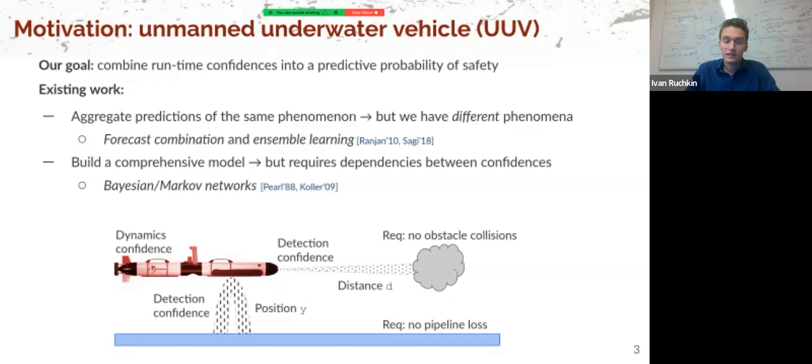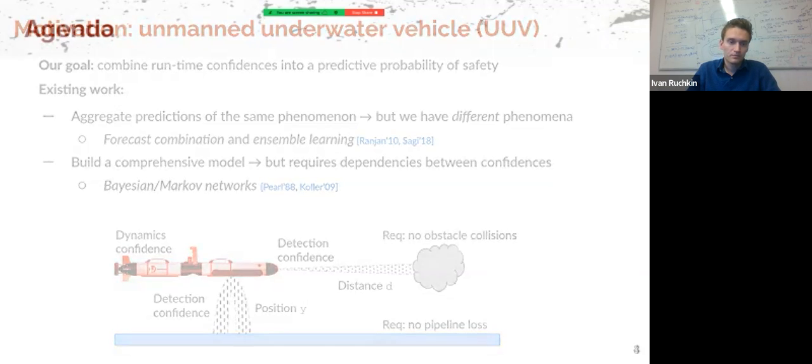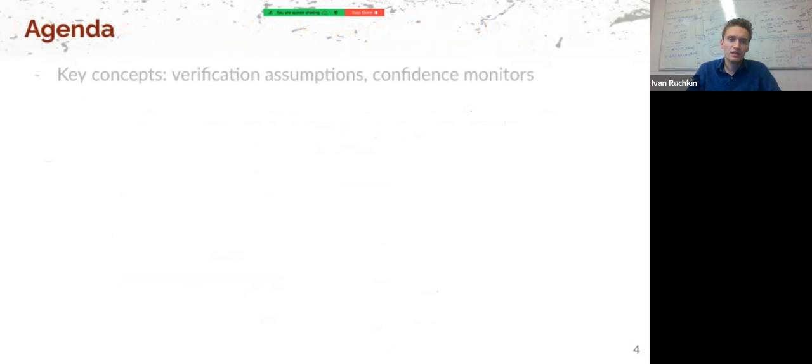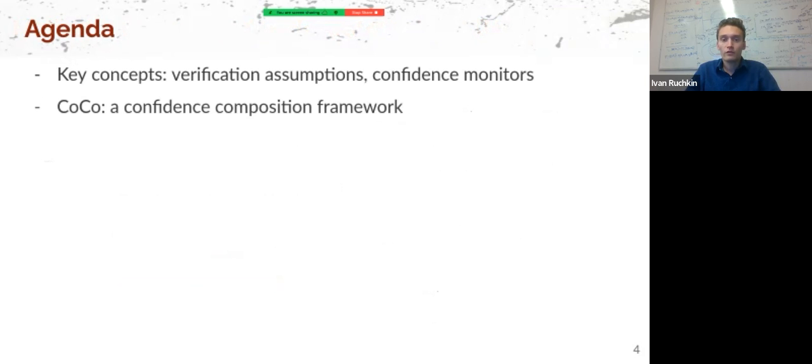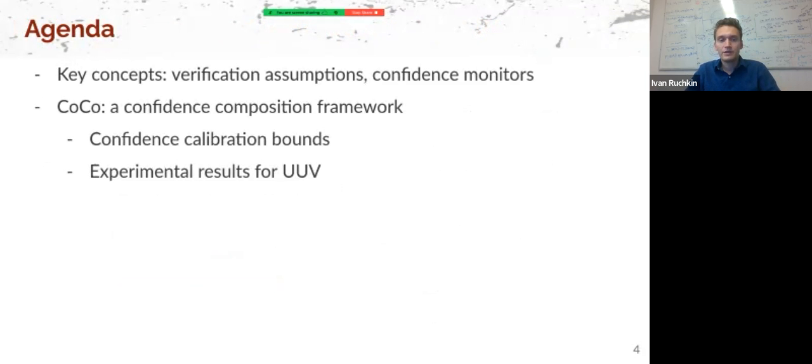In this paper, we investigated an alternative approach that I want to share with you. In the rest of this presentation, I'll talk about the key ideas behind that approach, verification assumptions, and confidence monitors. I'll give you an overview of the CoCo framework that we use to predict safety probability. And I'll particularly zoom in on a couple of contributions, the theoretical calibration bounds and the experimental results for the UUV system that I showed.